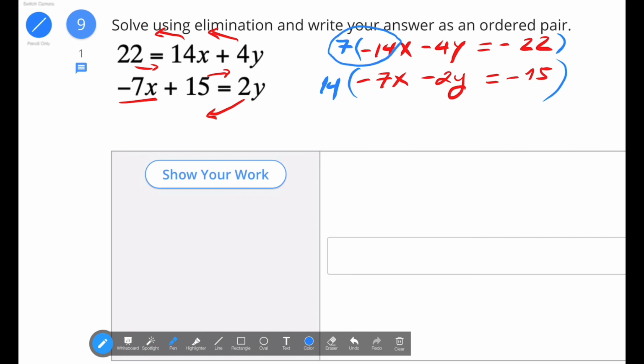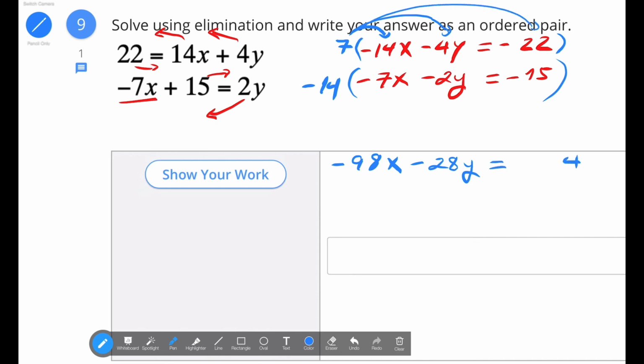Okay, so we have a negative. 7 times a negative 14 is a negative number. We need a positive, which means we do that. So 7 times 14, negative 98x. 7 times 4, negative 28y. 7 times a negative 22. 7 times 2 is 14. That's negative 154.